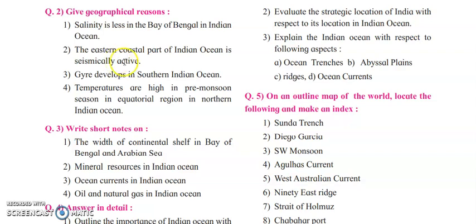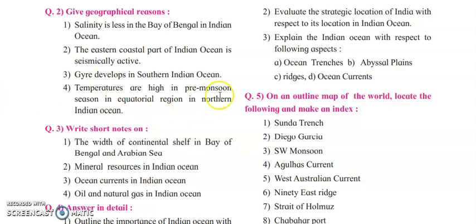Gyres are basically of two types. One is the West Wind Drift and the next is the West Australian Current. So these are the gyres. One is influenced by easterlies and one is influenced by westerlies.